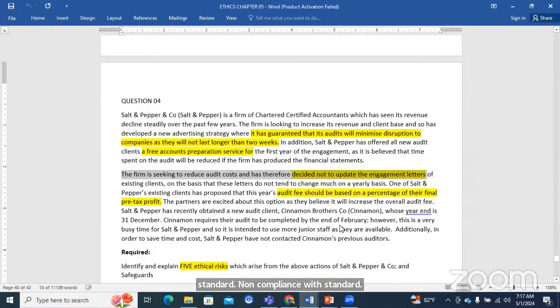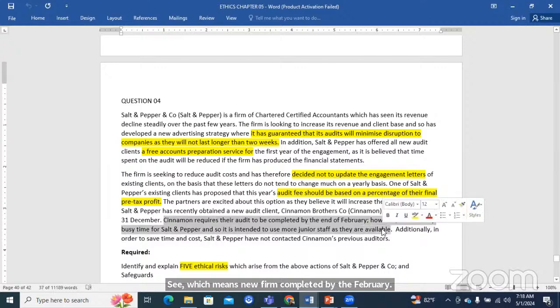And see here, the last line. Cinnamon, which is a new client, the audit to be completed by February. However, this is a very busy time for the Salt and Pepper audit firm, and they intend to use more junior staff.